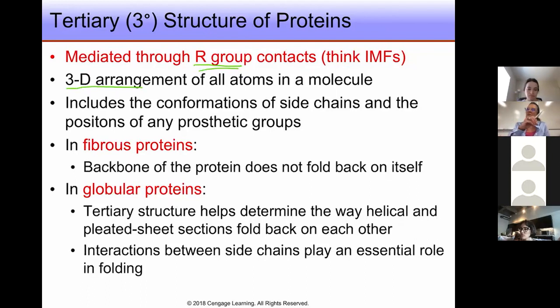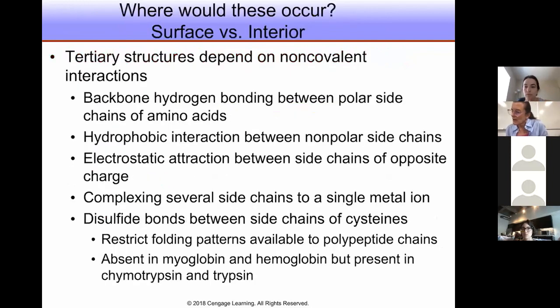With secondary structure, you can describe the arrangement of the backbone. If you have the tertiary structure, you can describe the arrangement of all the atoms in a molecule. So it includes the conformations of the side chains. This is kind of repetitive, I think. And so how these things come together is through non-covalent interactions. That's why we go over that in that first homework.